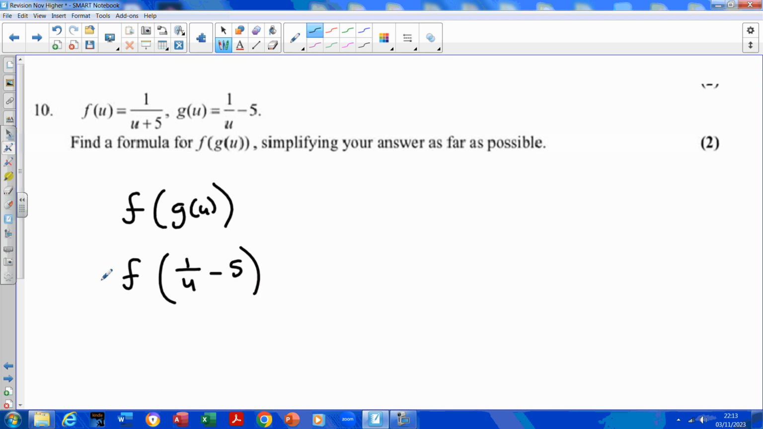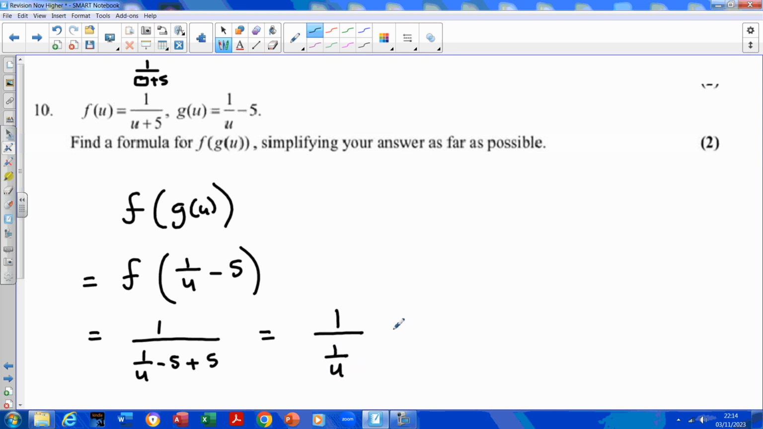Now I want to find out what the function f does to the thing in the bracket. So function f does 1 over whatever is in the bracket plus 5. So that becomes 1 over the thing that's in the bracket, so that's 1 over u, take away 5. But then I've got to add on this 5, and it gives me that. Bit messy, but we'll tidy it up. Negative 5 plus 5 disappears, so that gives us 1 divided by 1 over u.